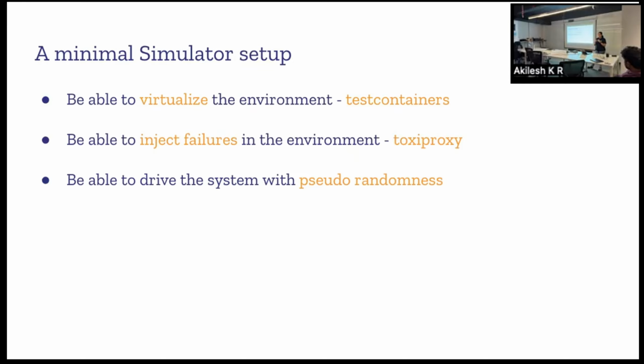So it can sit in between services and act as a proxy, and it is toxic in nature. There are different types of toxicity that you can add to it. It can be latency, or it can drop packets at random. There are multiple different ways in which you can configure the toxics, and it will act accordingly. And for pseudo-randomness, we have Java's old Java Random.